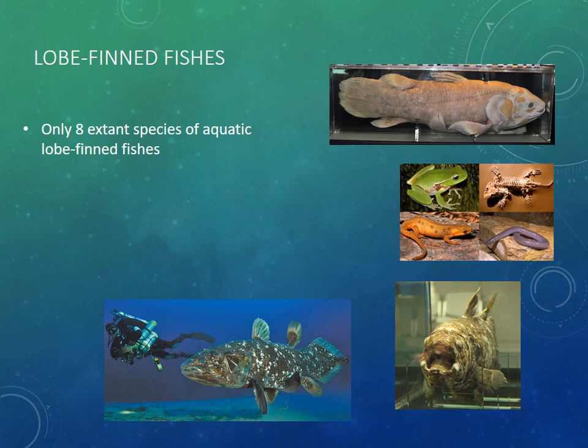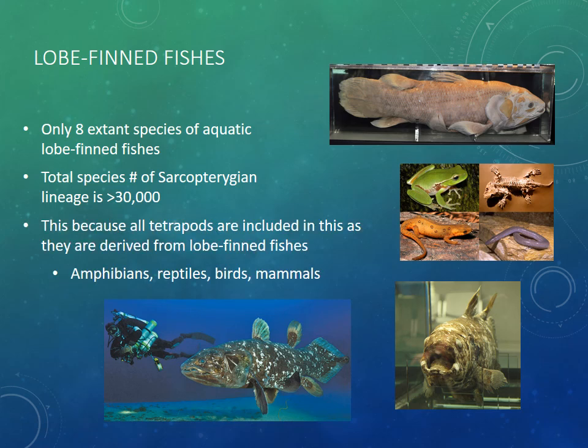All right, with these lobed fish, there's only 8 species total of the aquatic lobe fin fishes. There's the lungfish, 6 of those, and the 2 coelacanths. However, the total number of species in Sarcopterygii is over 30,000, because this includes all tetrapods: amphibians, birds, reptiles, crocodiles, us. We're all derived from these lobe fin fishes. So we're included in this. These are kind of our kindred spirits. So it's kind of cool.